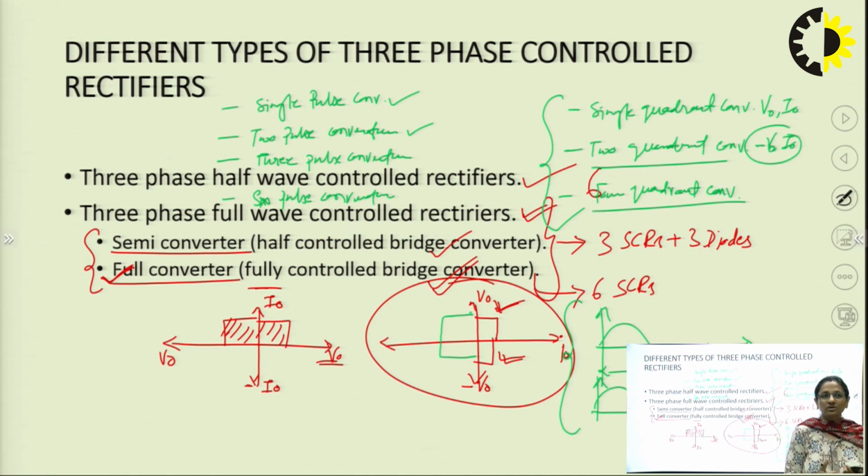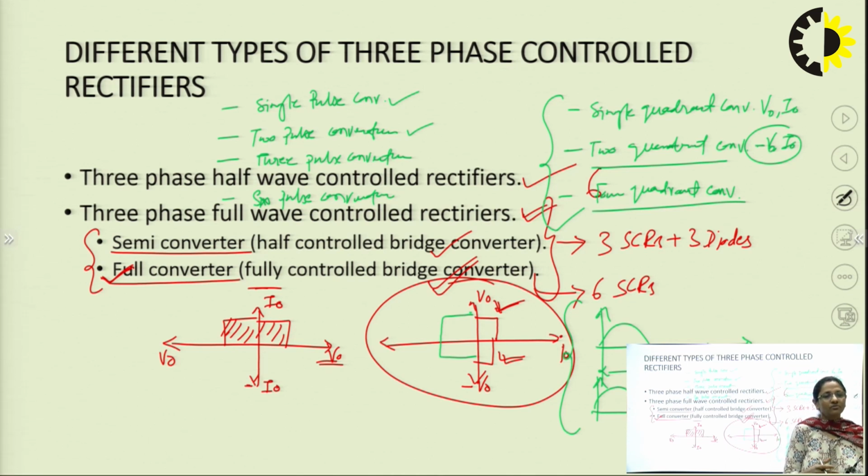Then comes the 3 pulse converter. In a 3 pulse converter, in one complete cycle of the input voltage, we are going to have 3 pulses in the output voltage, right? Likewise, in a 6 pulse converter, in one complete cycle of the input voltage, we are going to have 6 pulses of the output voltage.